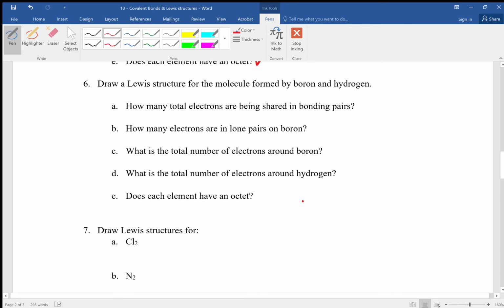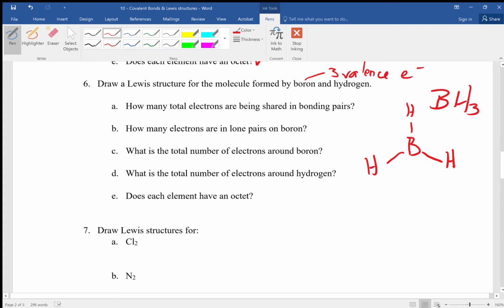All right, what about boron and hydrogen? This one's a little bit more complicated. If we find boron on the periodic table, we find it in group 13, which means boron has 3 valence electrons. That means it can form 3 single bonds. So it can bond to 3 hydrogens and make BH3. And there's no electrons left over to put as lone pairs around boron.